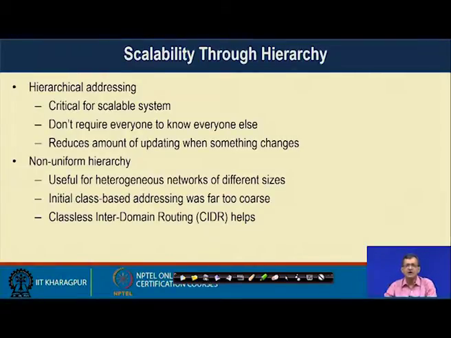So, as we are discussing, scalability through hierarchy is one of the ways we handle it. Hierarchical addressing is critical for scalable systems; it does not require everyone to know everyone else, because only the end router or the intermediate router needs to know the rest. It reduces the amount of updating when something changes, right.